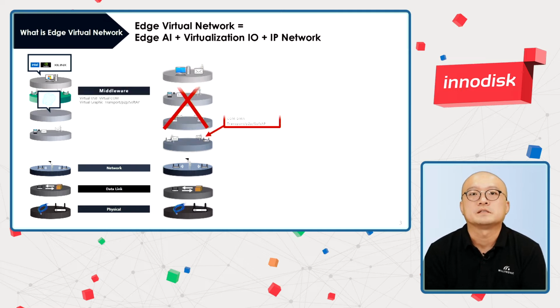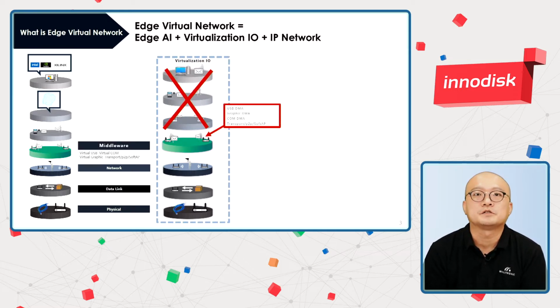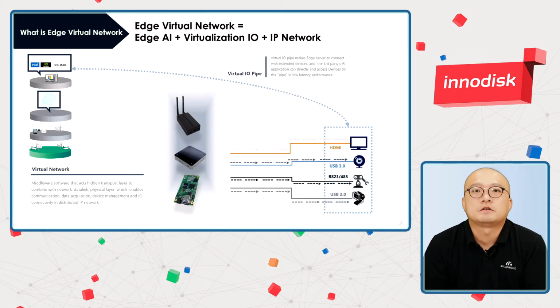Our innovation here is to install a middleware on the edge, and its main function is to virtualize and extend the edge server's physical I/O by using IP network format. In this case, your device, for example an AI camera or sensors, will no longer need a host, a platform, or an application to process. Our virtual I/O pipe makes the edge server connect with extended devices and third-party AI applications, and is compatible with remote access devices by the virtual I/O pipe with ultra low latency performance.